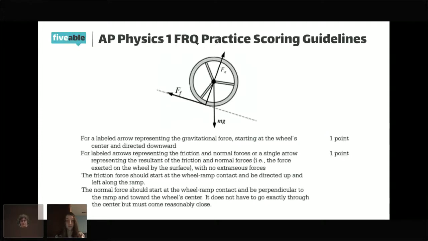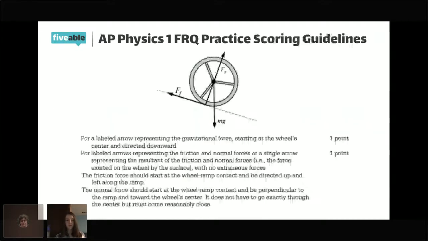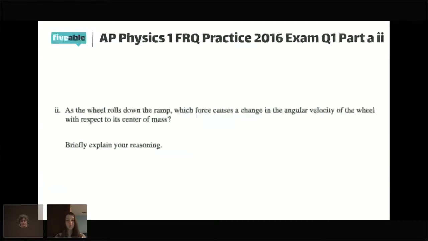So next part of the question, it says, as it rolls down the ramp, which force causes a change in the angular velocity of the wheel with respect to the center of mass? So I sort of touched on this, right? Let's look at the 3 forces that are acting on it, and we can discard 2 of them as causing any torque at all, right? Because for something to change in angular velocity, it needs to cause a torque.